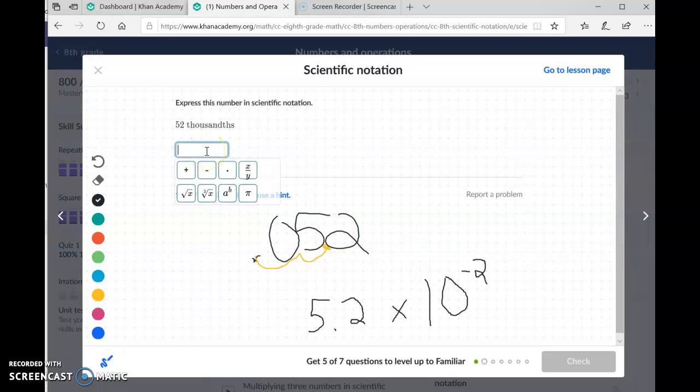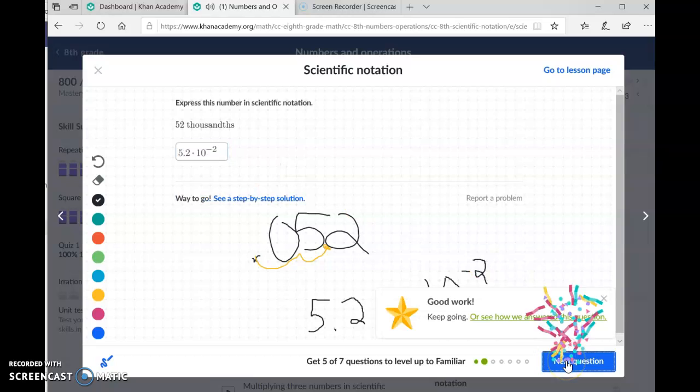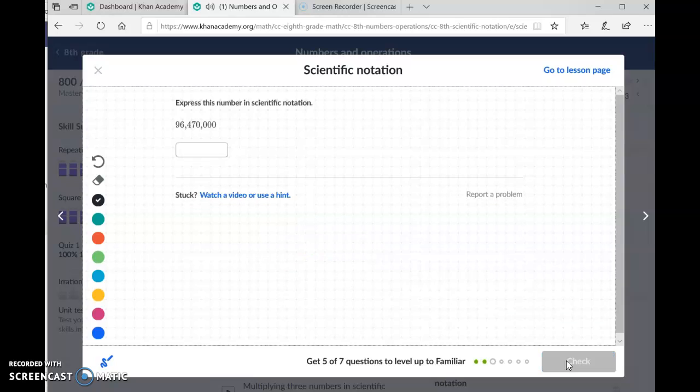Alright, so now I'm going to just see if I'm correct. So 5.2 times 10 to the -2nd power. Check. Okay, and I think I'm going to leave this here.